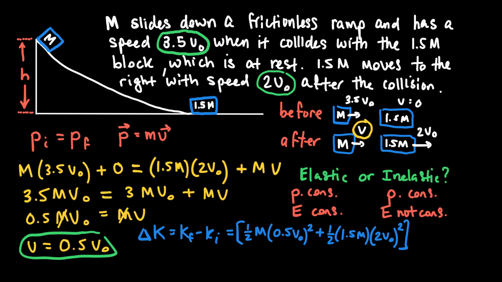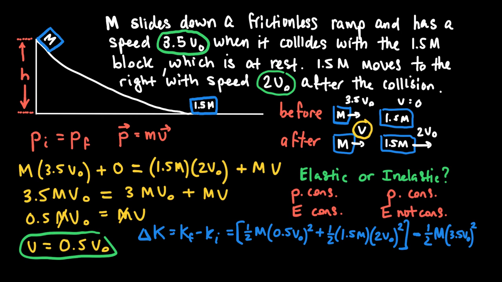The initial kinetic energy isn't as complicated because right before the collision, only one of these boxes is moving, and so only one of the boxes has kinetic energy. So K final minus K initial, and K initial is 1/2 the mass of the box with mass m times its velocity, which was 3.5 v naught, and that is squared.